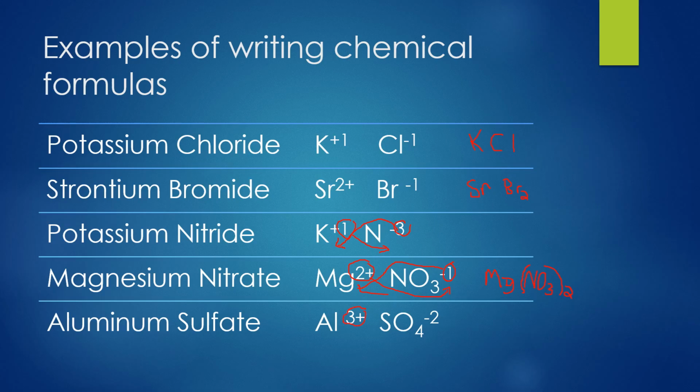Now this last one, looks like we're going to need 3 of the sulfate polyatomic and 2 of the aluminums. Just take a minute to write that down. And since there's more than one of the polyatomics in this case as well, more specifically, there's 3 of them, make sure to do parentheses with the 3 on the outside.